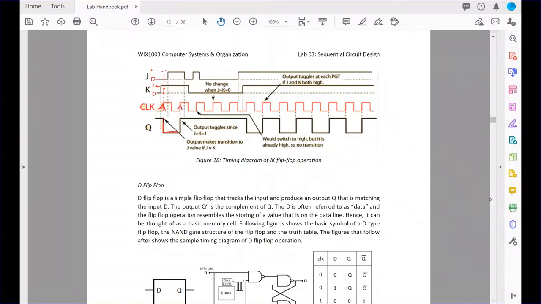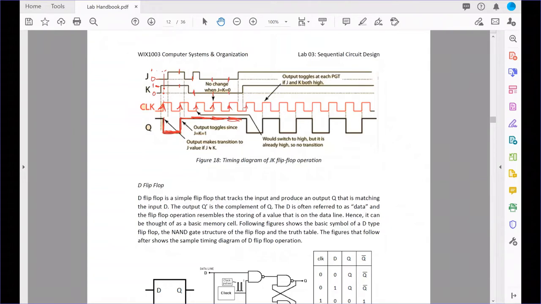Then at the next rising edge, we look at J and K again. It's both 1 and 1. So it toggles: in the previous state it was 0, so it will change to 1. Then at the next rising edge, your K is 0 and your J is 1, so it will go to 1, it remains at 1. Then here, both are 0, so no change, nothing is going to change, so it will remain at 1 also. At this rising edge, both are also 0, so no change again.